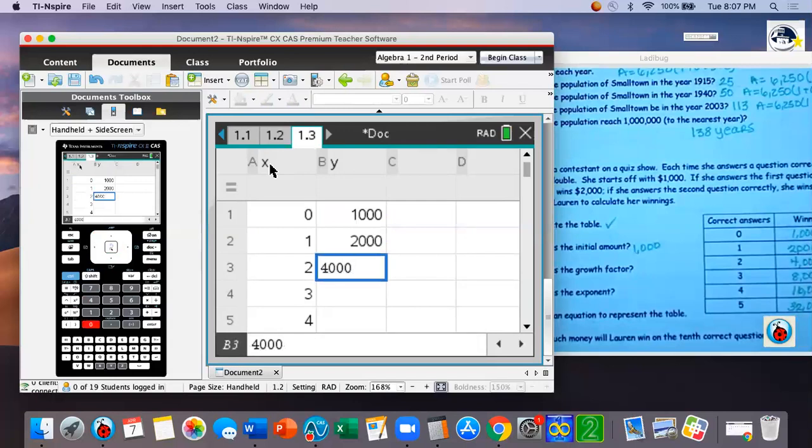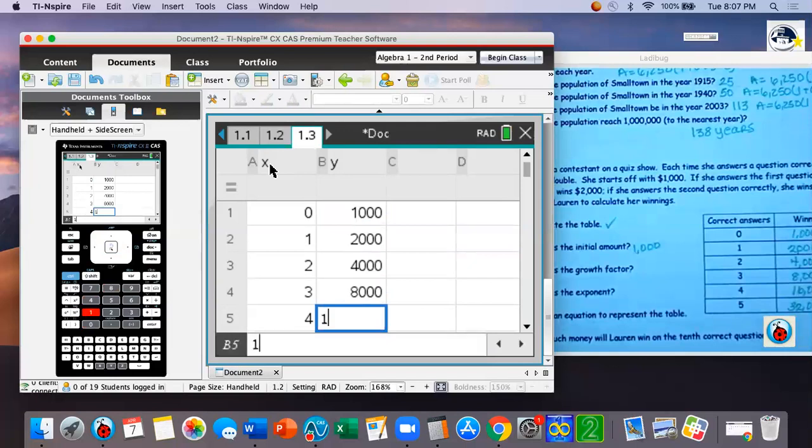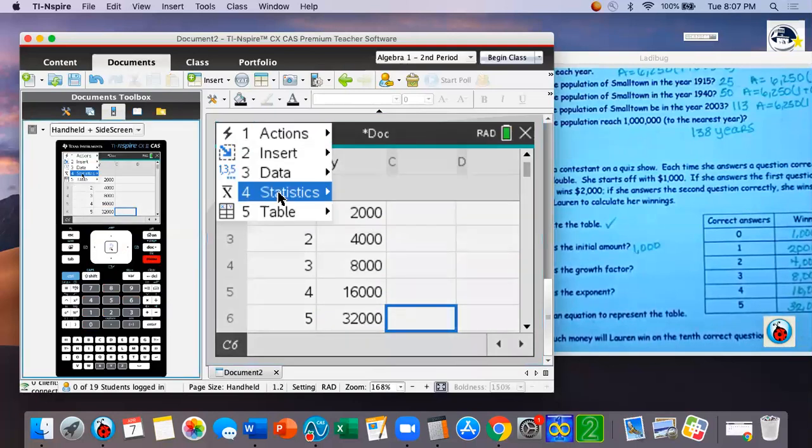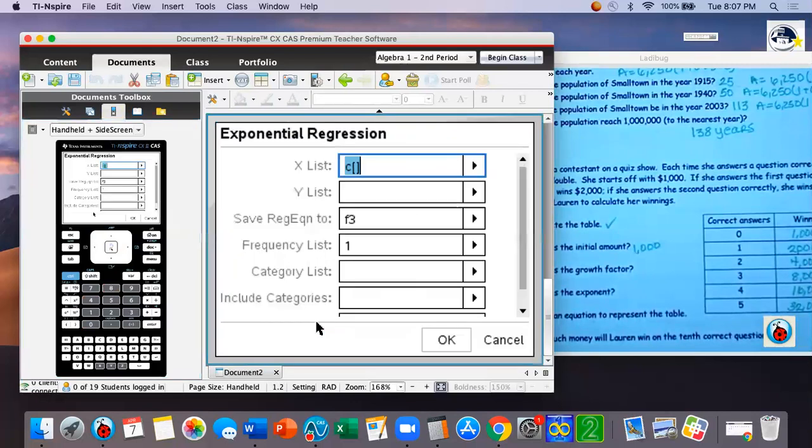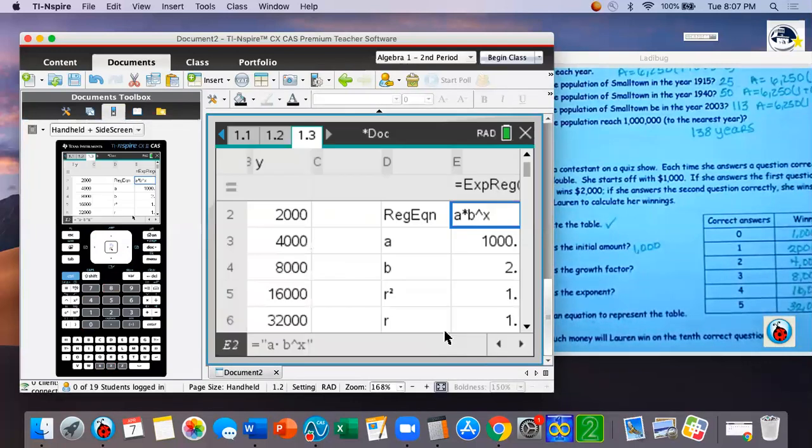2,000, 4,000, 8,000, 16,000, and 32,000. So from here, you just click one of the other boxes. You're going to hit menu. You're going to go to statistics, stat calculations, and exponential regression. For the X list, we put X. For the Y list, we called it Y. And then you're just going to hit okay. So it will calculate for you.